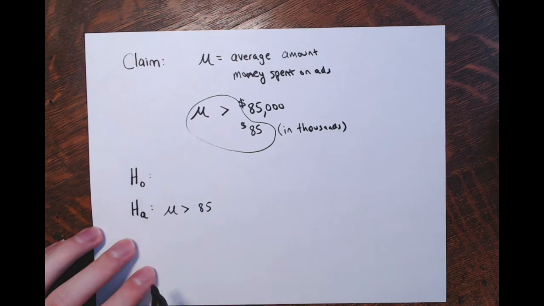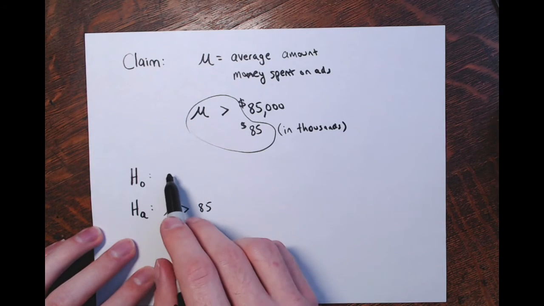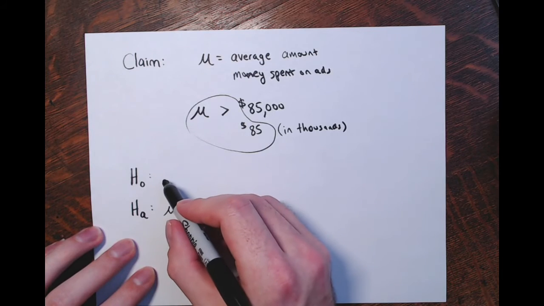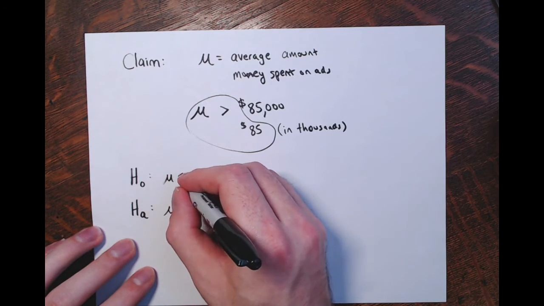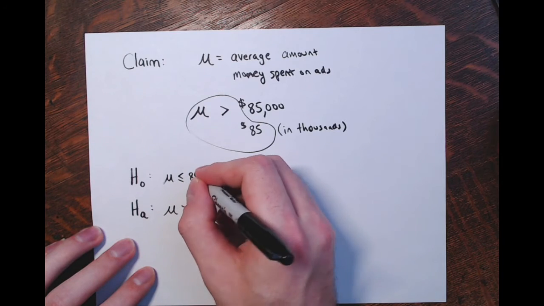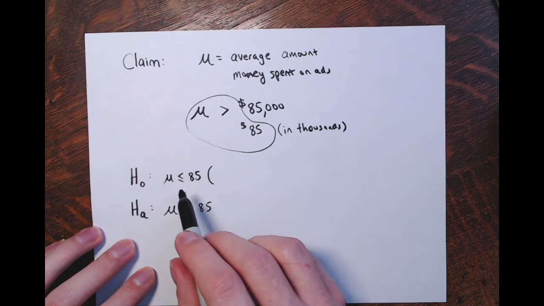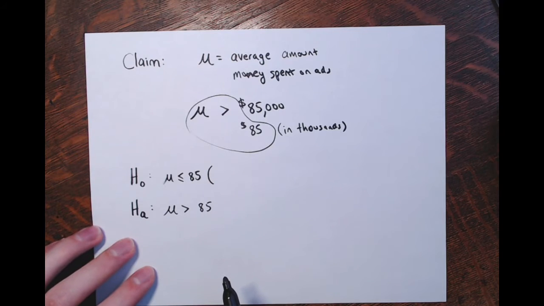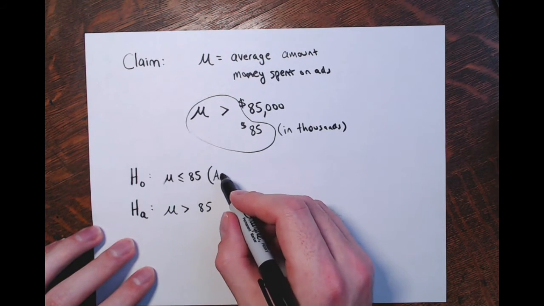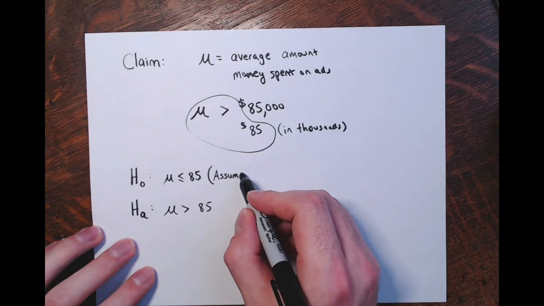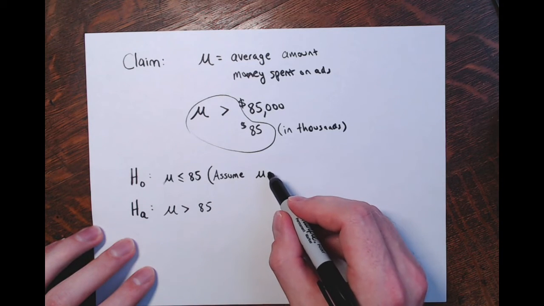Then the null hypothesis does involve equality, right? And again, it's the opposite of the alternative. What's the opposite of being greater than 85? That's being less than or equal to 85. But like I've mentioned in other videos before this, in other objectives, when we go to actually do the test, we're going to be assuming the equal part.